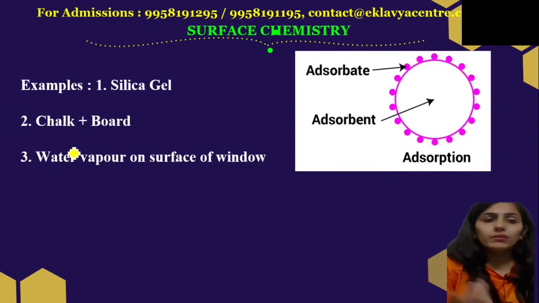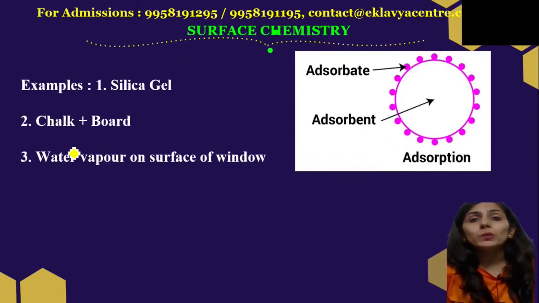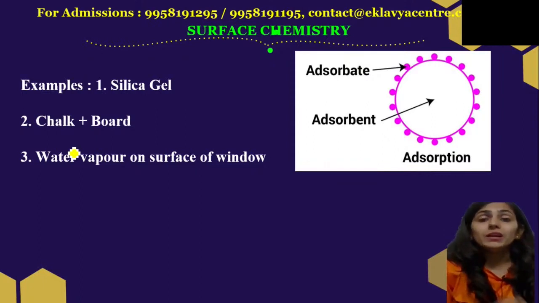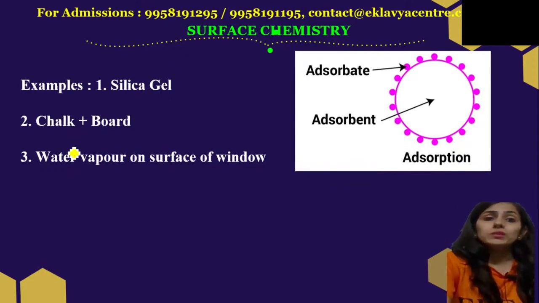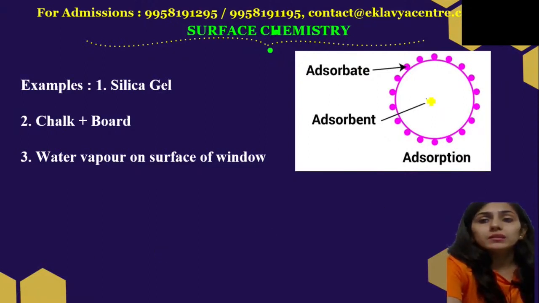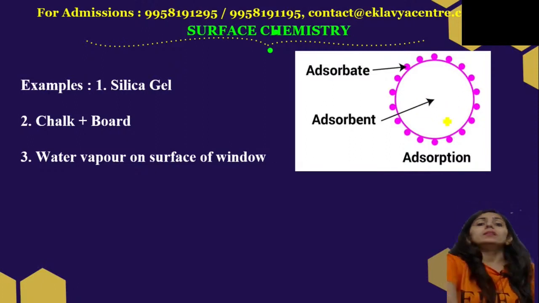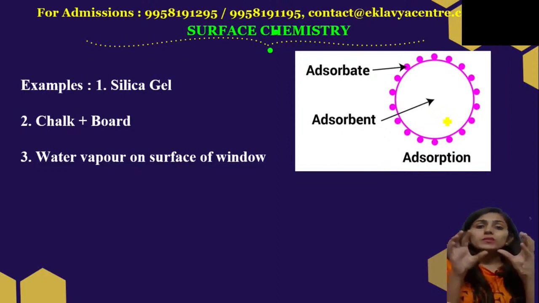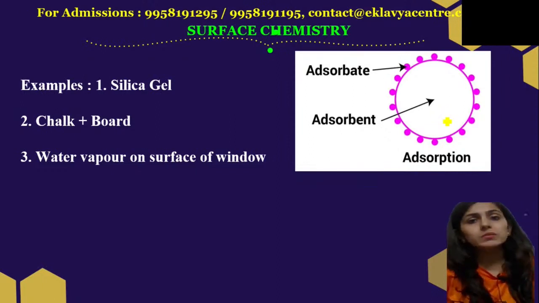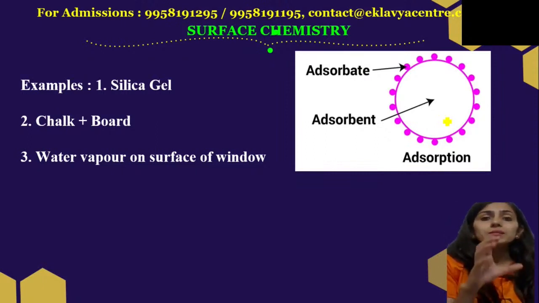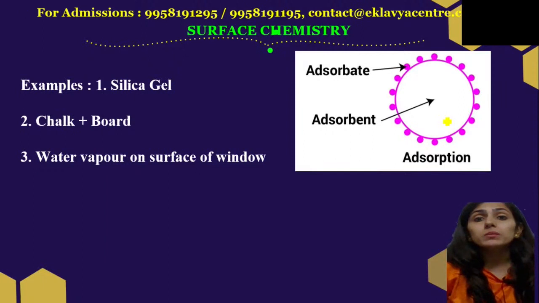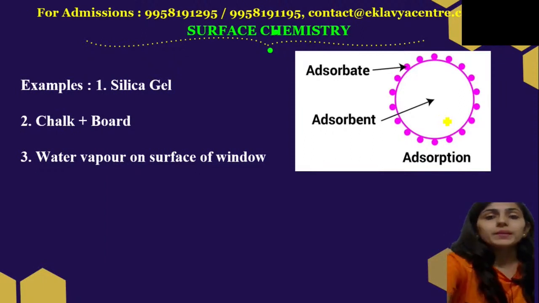Second example, chalk and board, we have done it. The water vapor on the surface of a window is a very famous example from our day-to-day life. Especially in winters, we observe that fog, water vapor particles, liquid particles get adsorbed on the surface of the window. So this is also an example of adsorption. See, this is bulk, the surface is the adsorbent, and on the surface of the adsorbent the adsorbate has come. So this is an example of surface, and that is why the name of the chapter is surface chemistry, because we are dealing with surface phenomena, right?